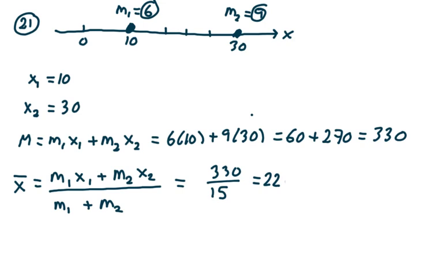X bar, my center of mass, is m1 x1 plus m2 x2 divided by m1 plus m2. So, in other words, it's the moment about the origin divided by the sum of the masses. And so, if I substitute in my values, I get 330 divided by 15, which is equal to 22. That's problem 21.